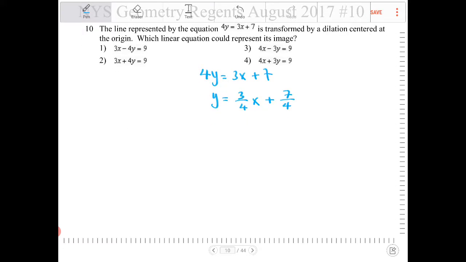And I'm going to just make a sketch of this scenario here. So this line has a positive y-intercept and a positive slope. So I'm just going to make a sketch of this. And what we're trying to do is dilate this line over the origin.